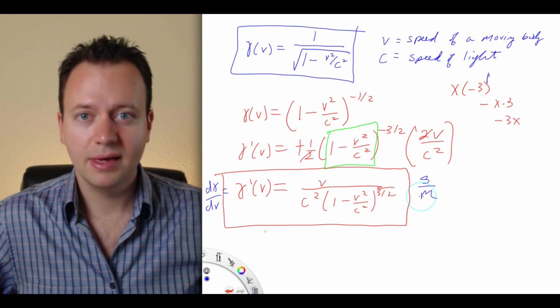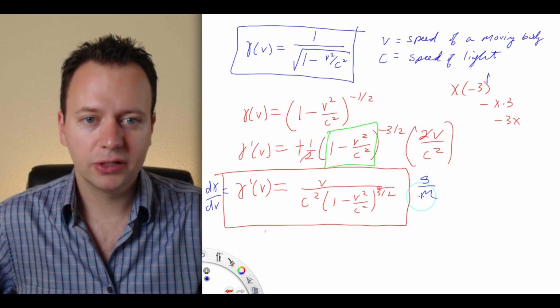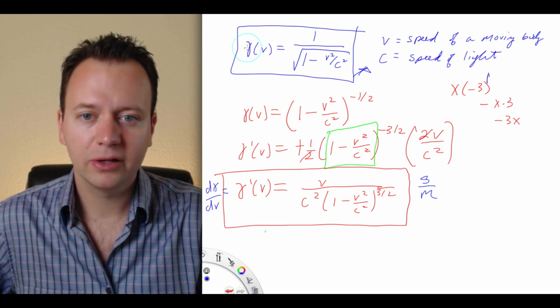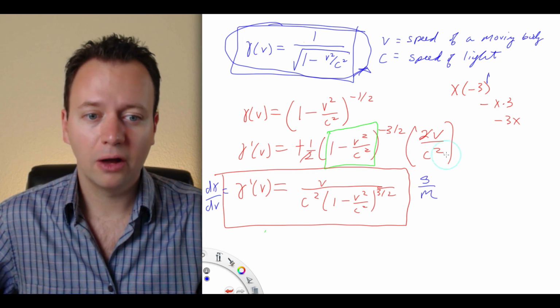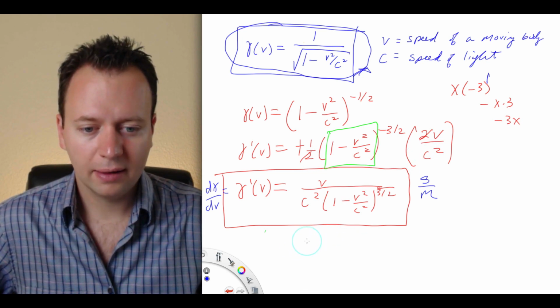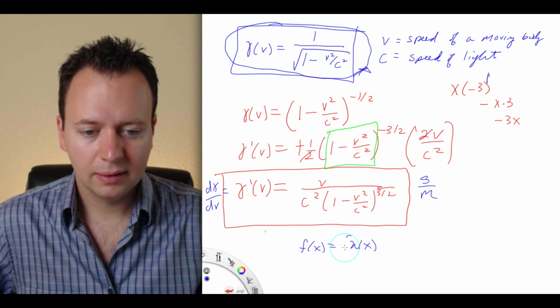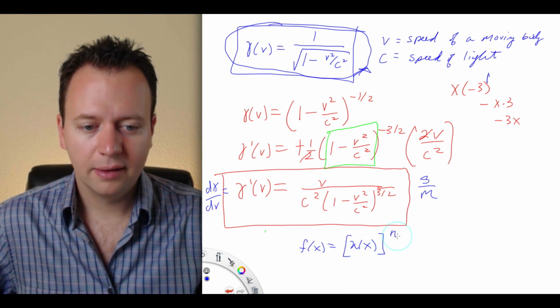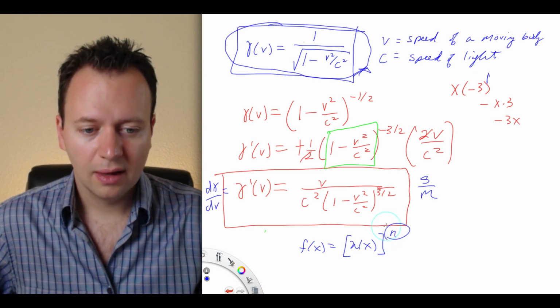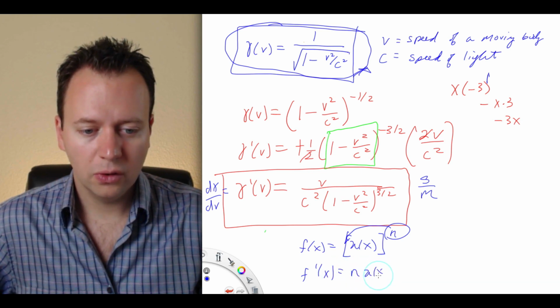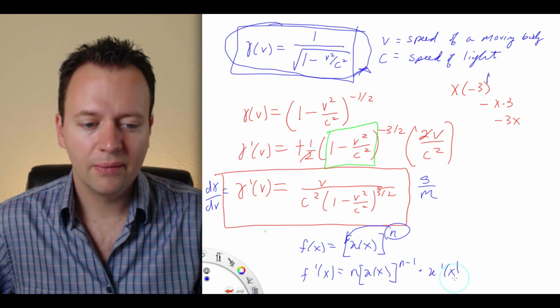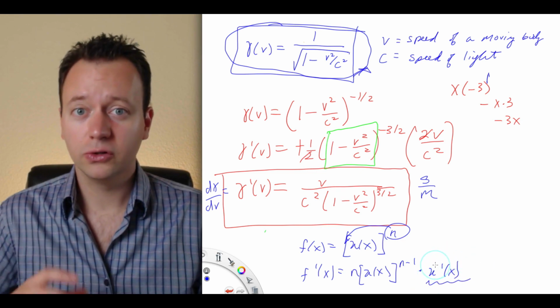So that is the gamma function. There's a little bit of a story behind it, but really it's just taking the derivative of this quantity right here. And we use the power down rule, which, to go back, if we have f of x is equal to u of x to the n, so in this case n was -1/2, the n comes down, so we get f prime of x equals n u of x to the n minus 1, and then times the derivative of the inside.